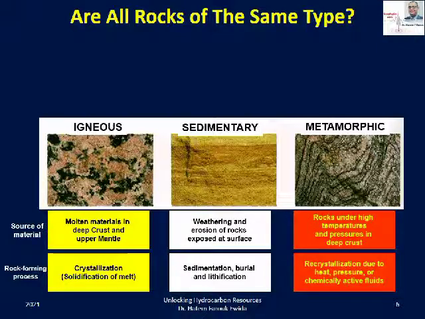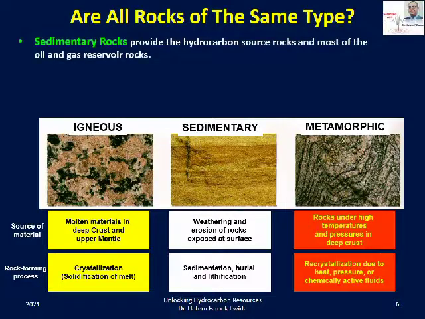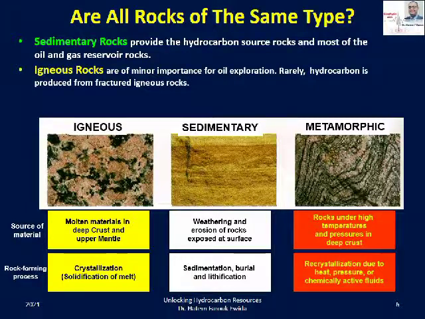We just mentioned it in the previous slide. The sedimentary rock provides the hydrocarbon source rocks and most of the oil and gas reservoir rocks. So sedimentary rocks form the source of petroleum and the reservoir. The igneous rocks are of minor importance in oil exploration because they have neither organic material nor porosity or permeability, as we'll talk about later.